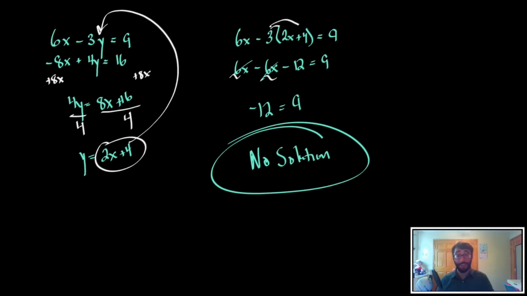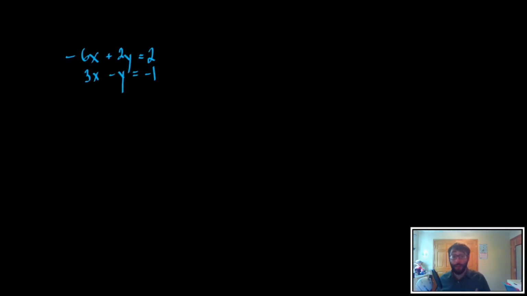So this is an example of a no solution. Every variable canceled out, we are left with a false statement, okay? So that's an example of a no solution. I want to go ahead and take a look at a new example, and this one will be an example of infinitely many solutions. Okay, so we have a new system here.